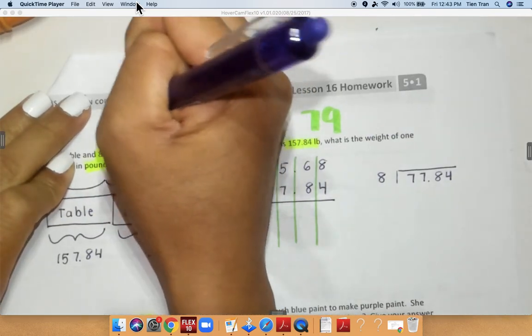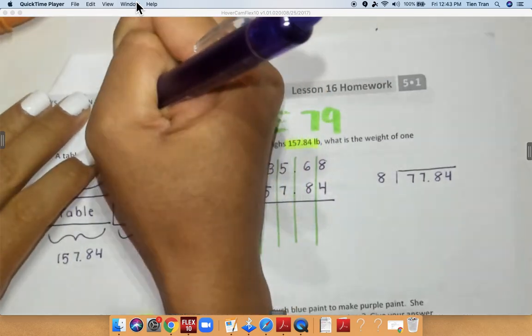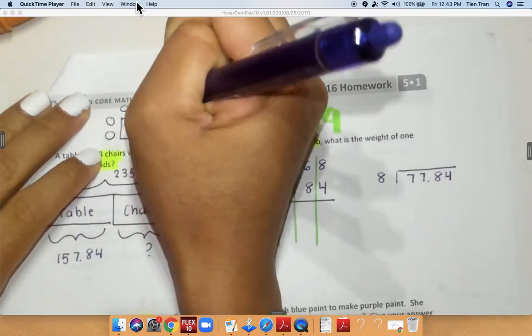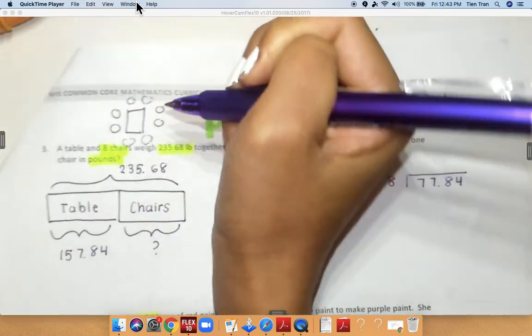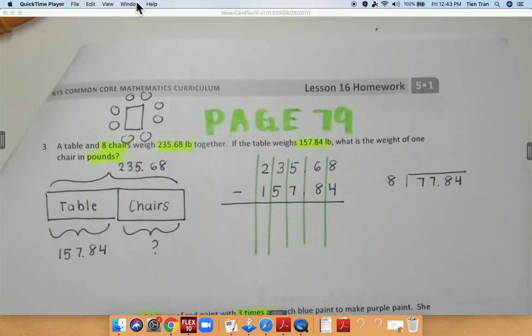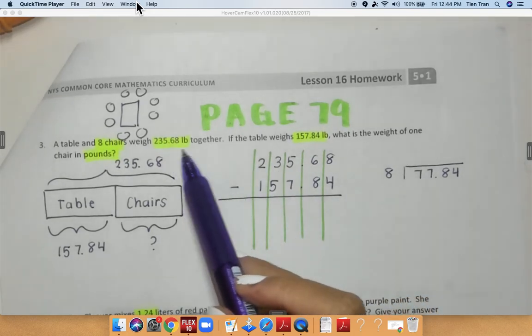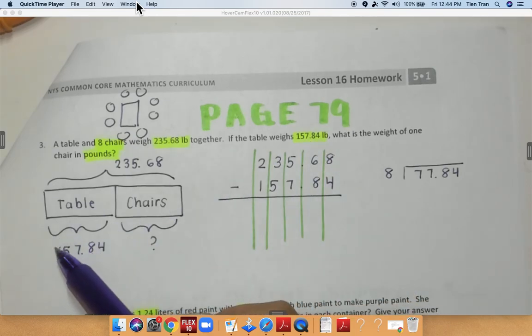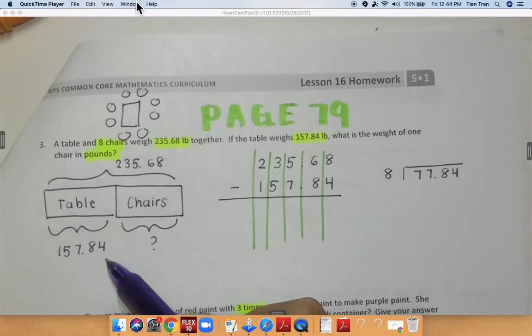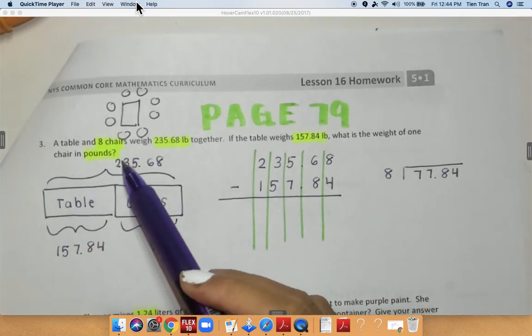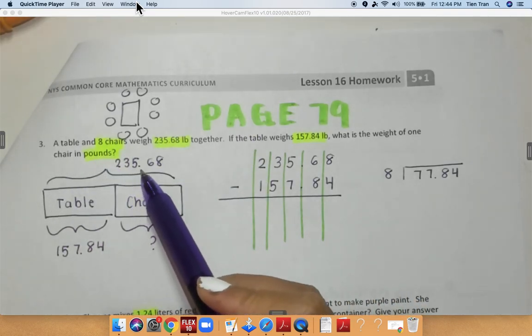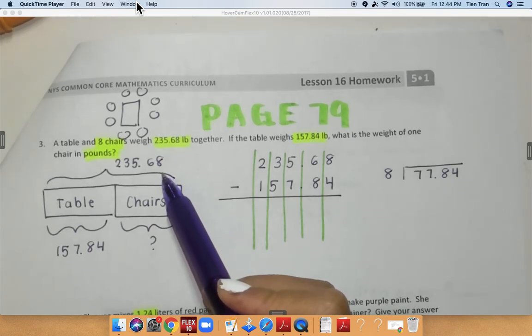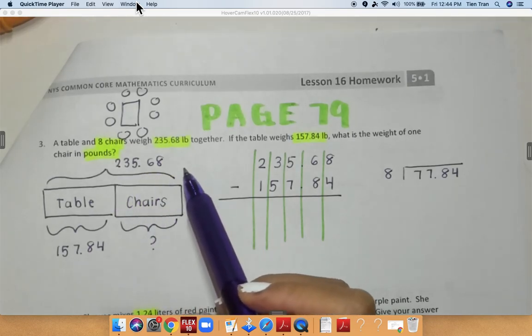So you kind of draw that out if you need to. A dinner table and you have 8 chairs. 1, 2, 3, 4, 5, 6, 7, 8. So that's what they want to know. How much would it weigh if it was added all together? Now I know the table weighs 157.84 pounds because they give me that. So I'm writing that down. 157.84 pounds. And I also know that all together is going to be 235 pounds and 68 cents. I mean, not 68 cents, 68 pounds.